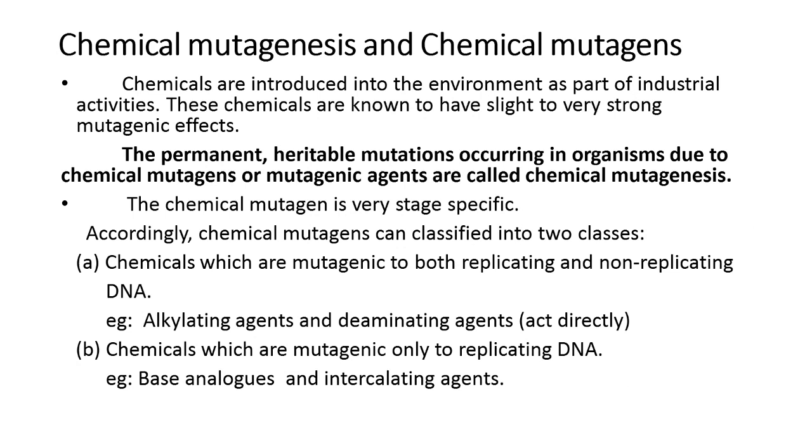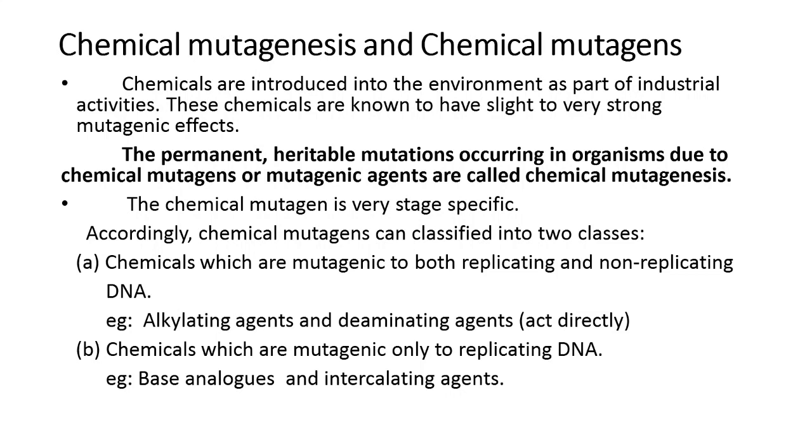About chemical mutagenesis and chemical mutagens. Chemicals are introduced in the environment as part of industrial activities. These chemicals are known to have slight to very strong mutagenic effects. The permanent heritable mutations occurring in organisms due to chemical mutagens or mutagenic agents are called chemical mutagenesis.